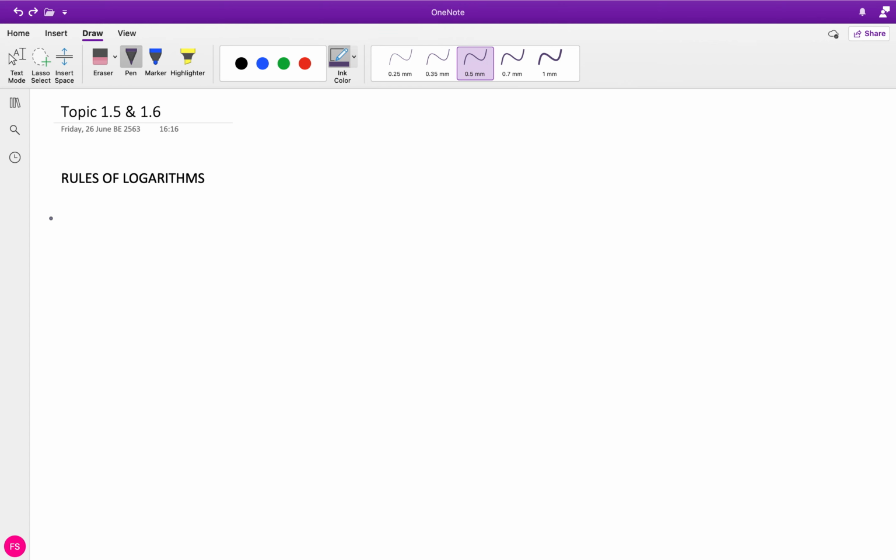We are going to learn about the laws of logarithms today. The first rule is, if you have two logs with the same base, that is log of x to a base of a plus log of y to a base of a, this will give us log of x times y to a base of a.